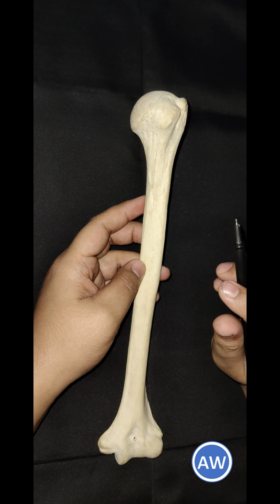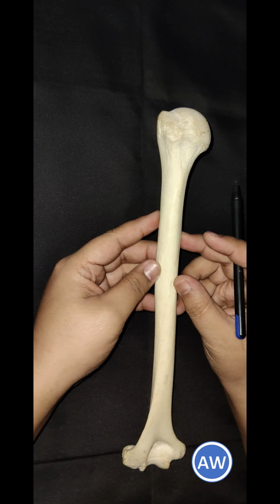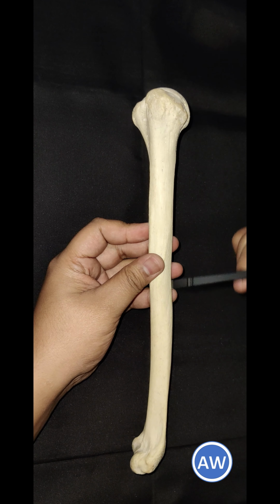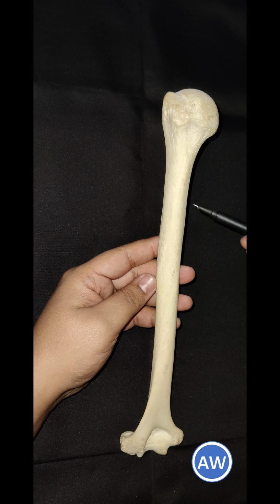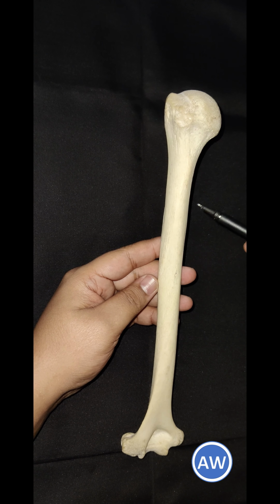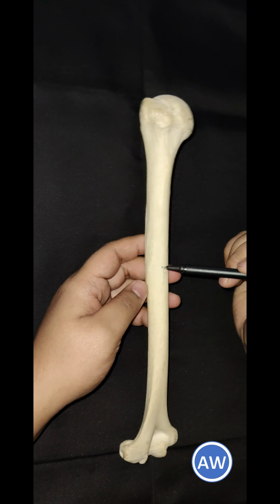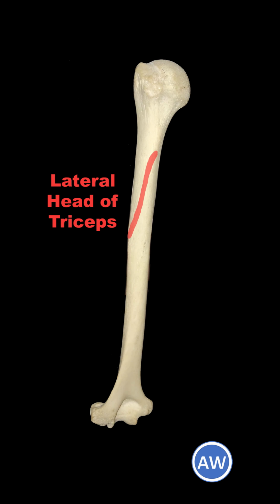Let's talk about the posterior surface. The posterior surface of the bone lies between the medial border and the lateral border. In the upper one-third of this surface, there is an oblique ridge which is directed downwards and laterally. This ridge provides origin to the lateral head of the triceps brachii.